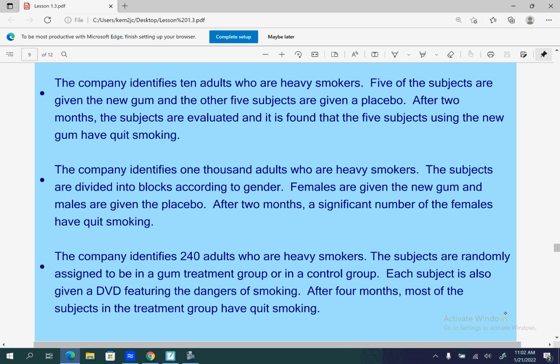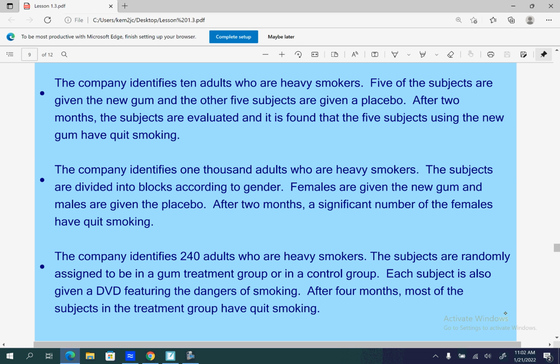Good. Okay. Company identifies 240 adults who are heavy smokers. The subjects are randomly assigned to be in a gum treatment group or a control group. Each subject is also given a DVD featuring the dangers of smoking. After 4 months, most of them in the treatment group have quit smoking. What's the problem? The problem is?